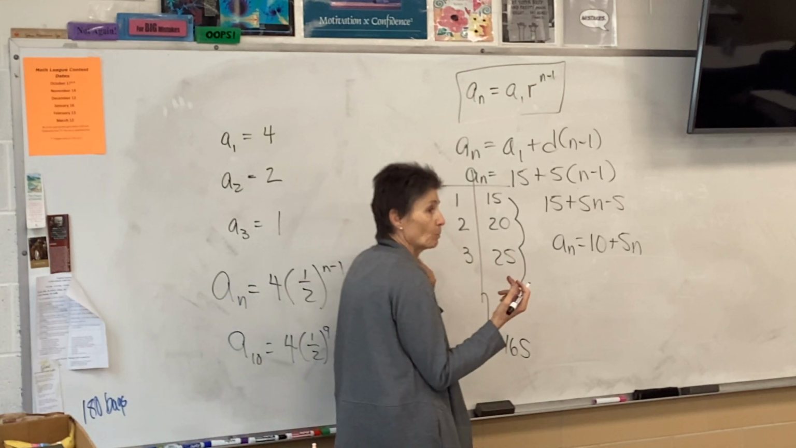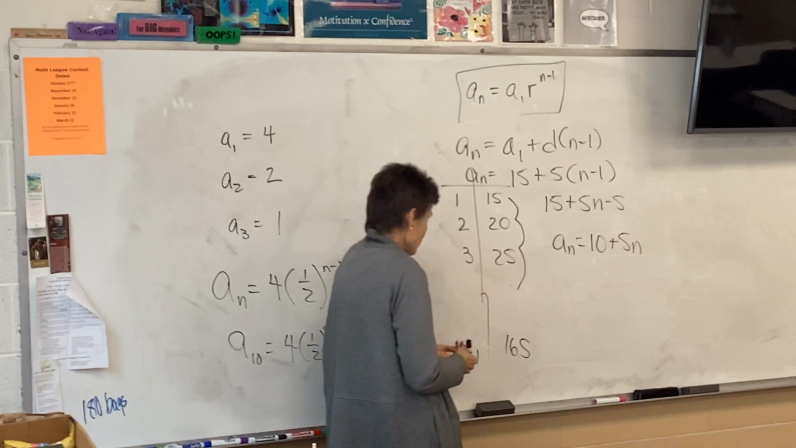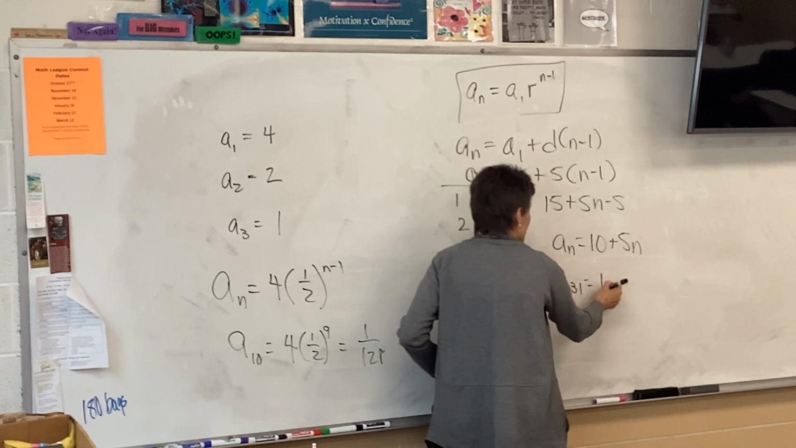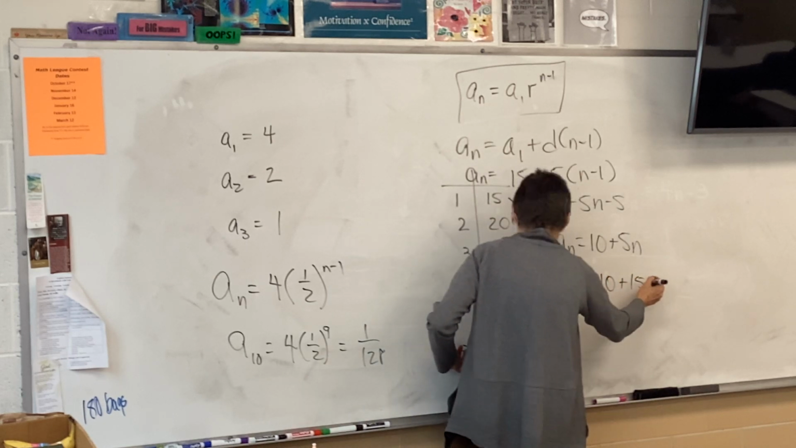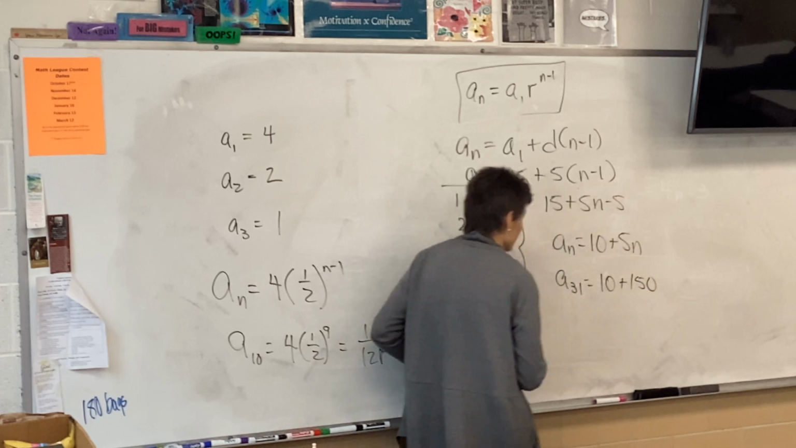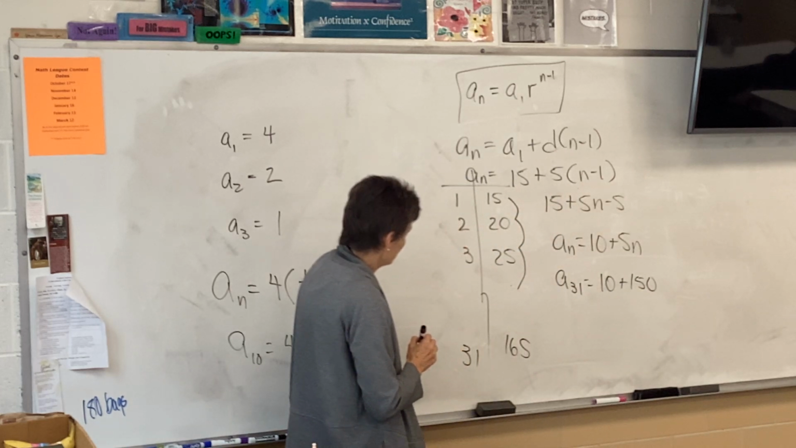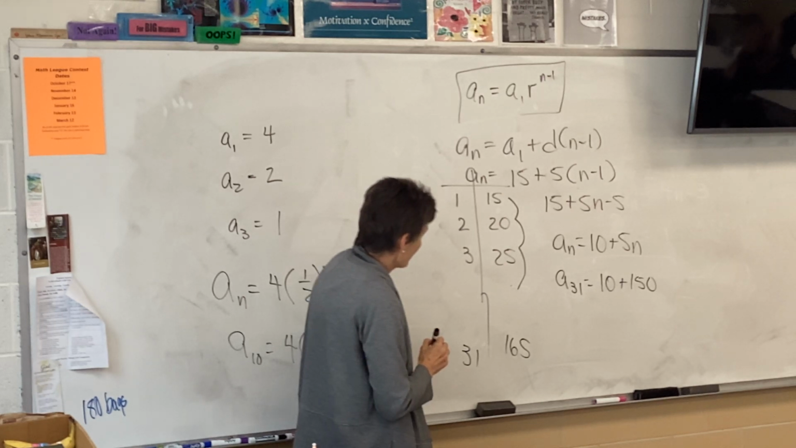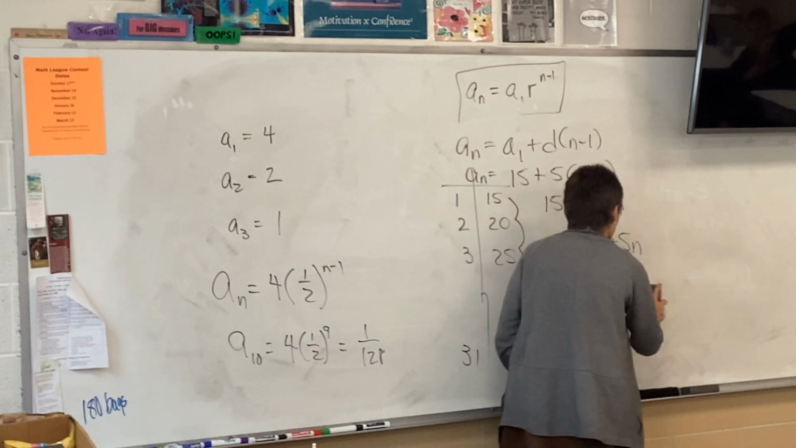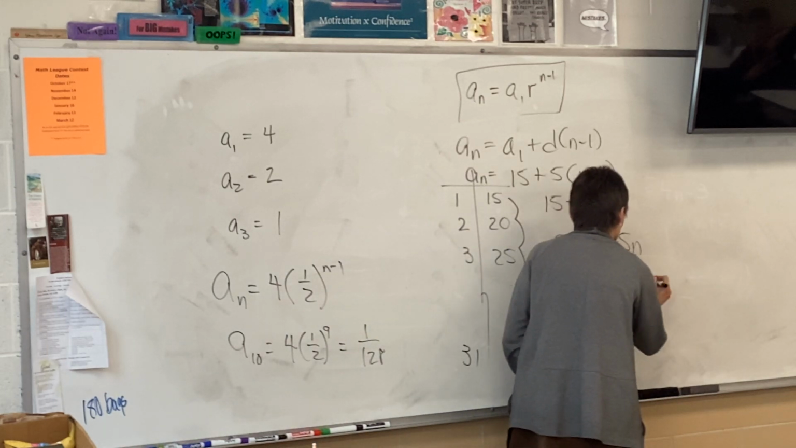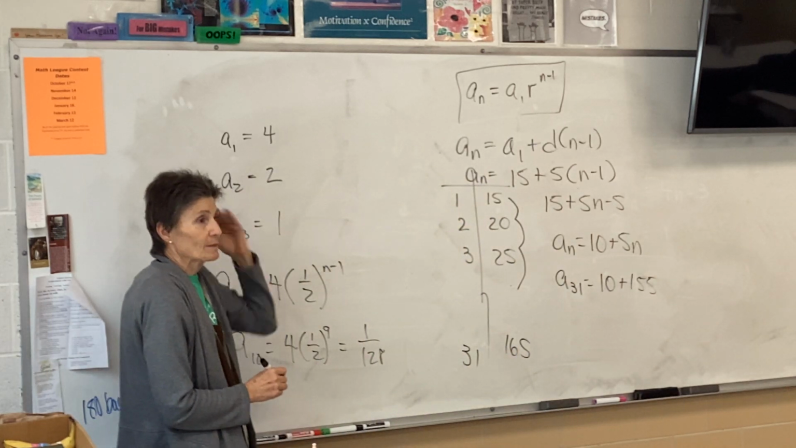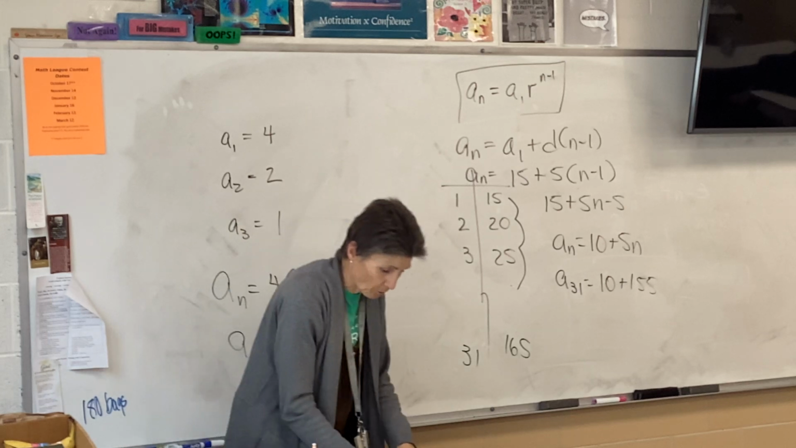What can I do to show that it works? Plug in. Let's try it. Let's see. It doesn't give me 165. So A sub 31 is 10 plus 150. Uh-oh. That's right. Oh, 31, 31. That's 155. Now, oh, gee, I was doing the wrong thing. Yeah. Are you okay with that? Now that I fix that? Okay, so it does work.